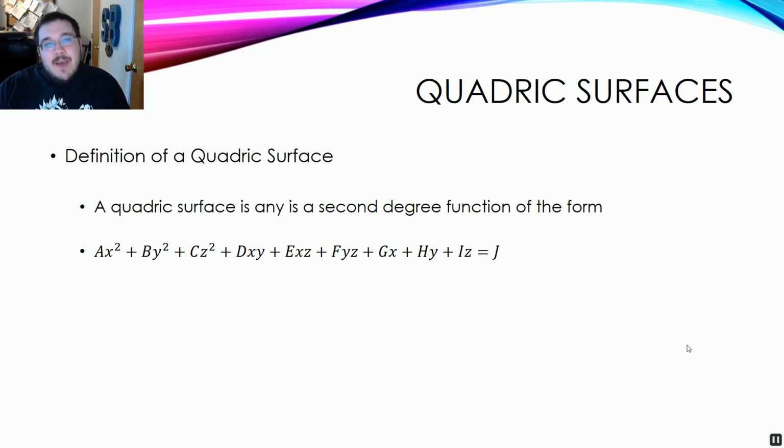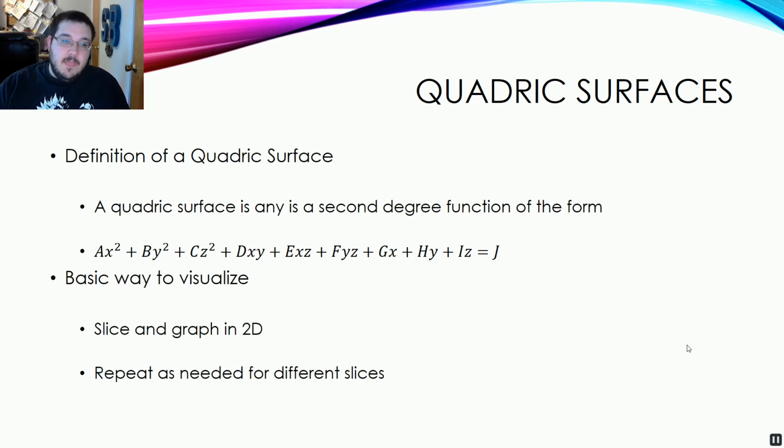Most of the time, you're not going to end up having all these variables. And sometimes it's going to come out and look a lot nicer than what this does. So it's just one of those types of surfaces that you have to keep in mind. If you see it in this form, it's a quadric surface.